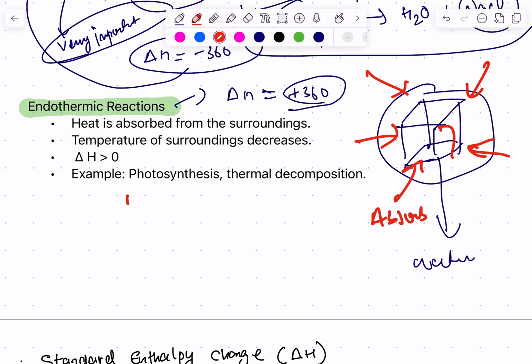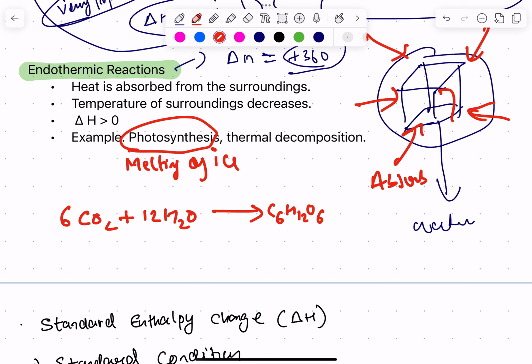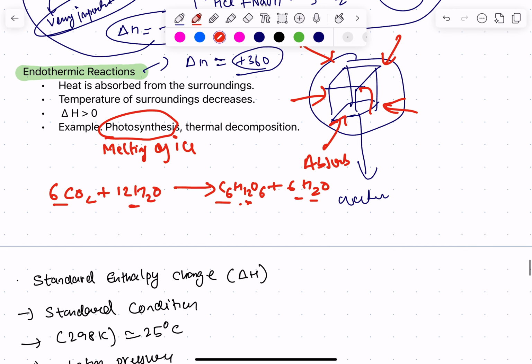So the best example of an endothermic reaction is the melting of ice. I can write here melting of ice as well. Photosynthesis is also an example of an endothermic reaction. If you remember the equation of photosynthesis, let me write it, because it's been a long time since I studied this. It is 6 CO2 plus 12 H2O gives you C6H12O6 plus 6 O2 plus 6 H2O. Is it balanced? 6, 6, 12, 24, 12. Yes, I think it's balanced.